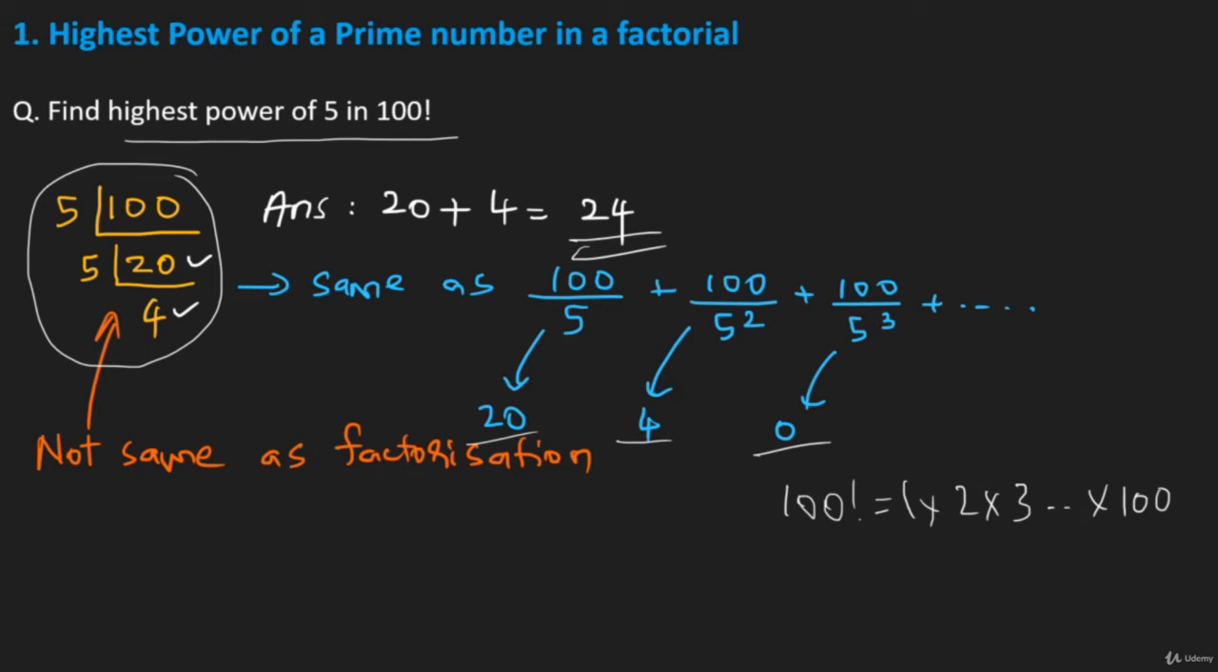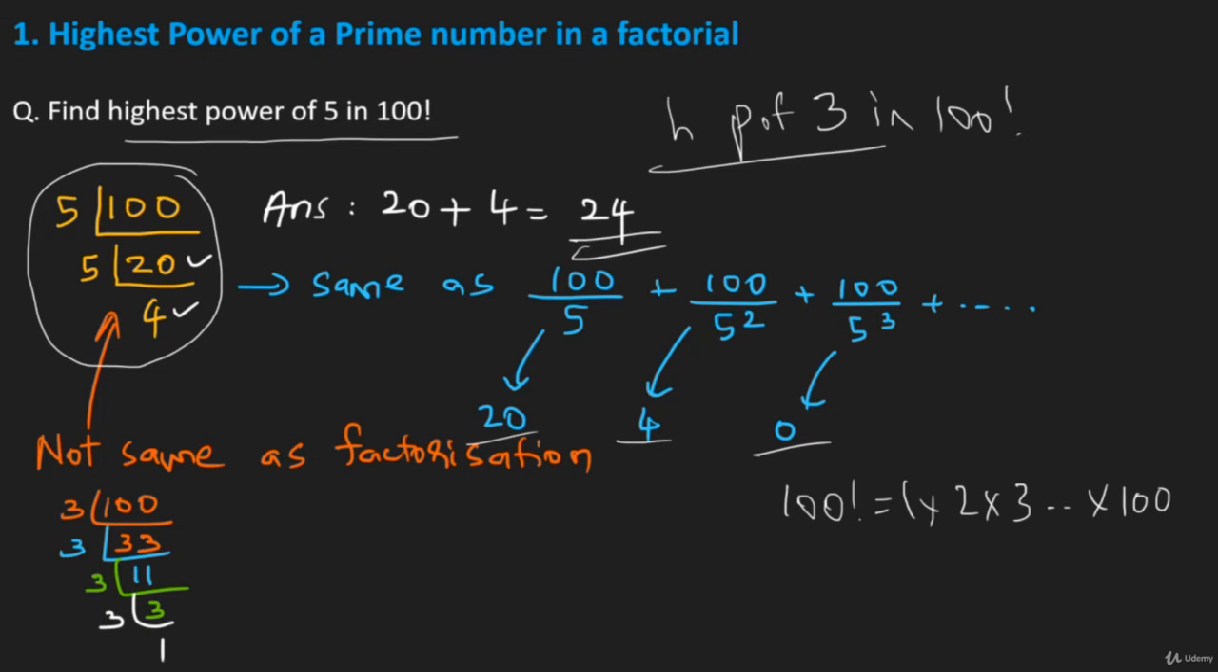Let's take an example: what is the highest power of 3 in 100 factorial? That would be done like this. From 100 I take out 3, I write 33 over here. This is actually the quotient when you divide it. So 33 by 3, the quotient is 11. You disregard the remainder and you go ahead and continue dividing.